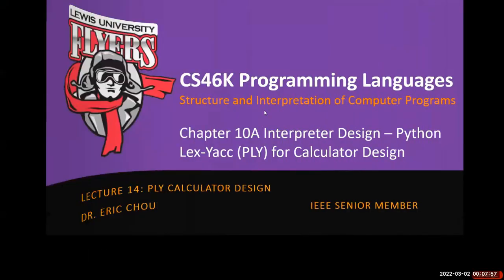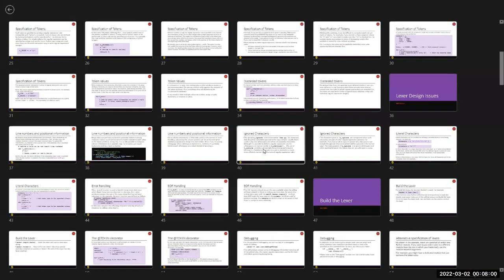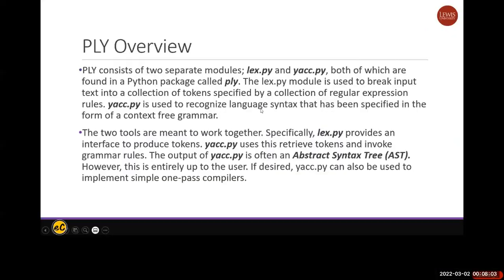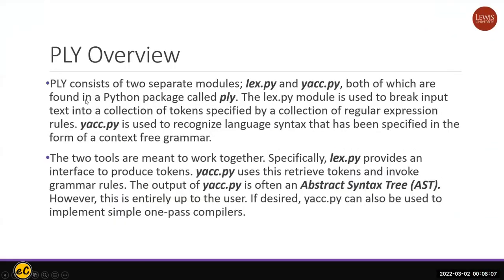PLY overview. PLY has two modules, PLY lex and PLY yacc, both of which are found in the Python package called PLY. The lex.py module is used to break input text into a collection of tokens specified by a collection of regular expressions. And yacc.py is used to recognize the language syntax that has been specified in the form of a context-free grammar. The two tools are meant to work together.